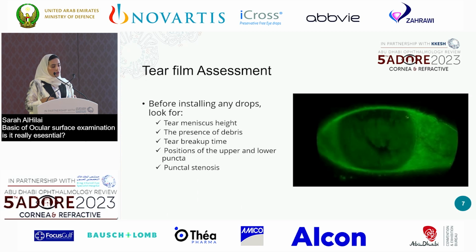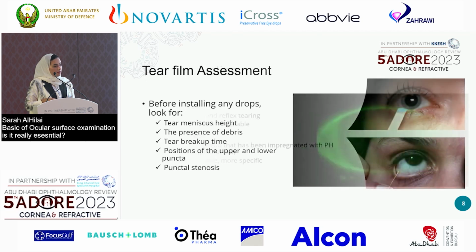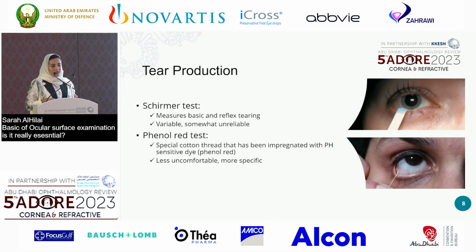of course with the use of fluorescein staining, and the position of the upper and the lower puncta, as any ectropion of the puncta can play a crucial role in dry eye disease. And definitely check for any punctal stenosis. There are many tests to examine or assess the tear film, and I'll keep that to the next talks.